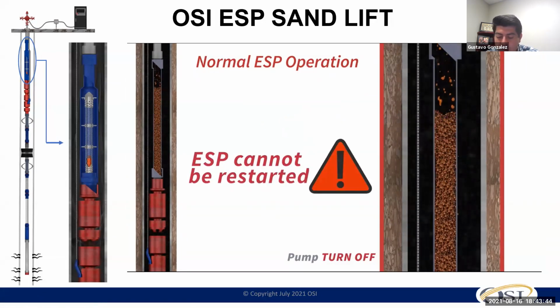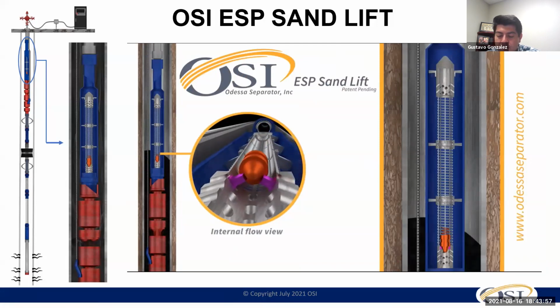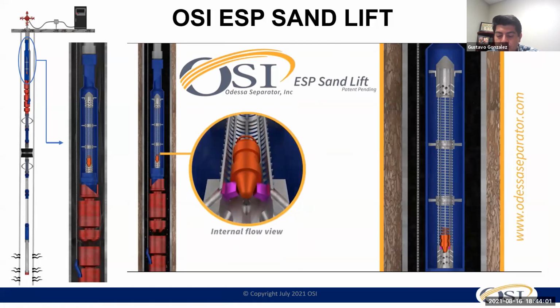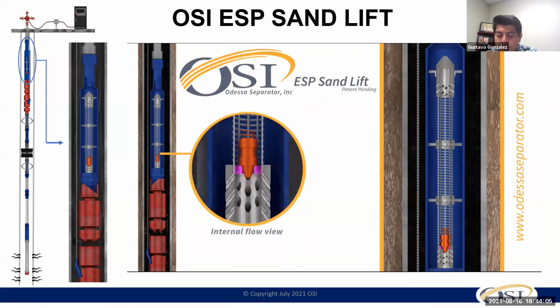Operators need a solution to be able to backspin the pump and treat through the pump with chemicals from the surface. The purpose of the sand lift is not to stop sand above the pump, but to regulate the rate of sand going back into the pump when the pump is shut down, reducing plugging and allowing for chemical treatment from the surface through the pump.